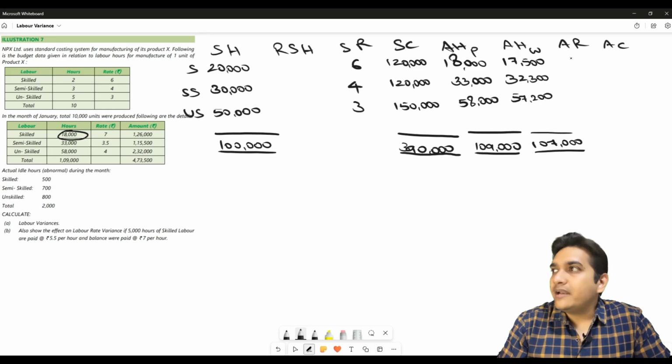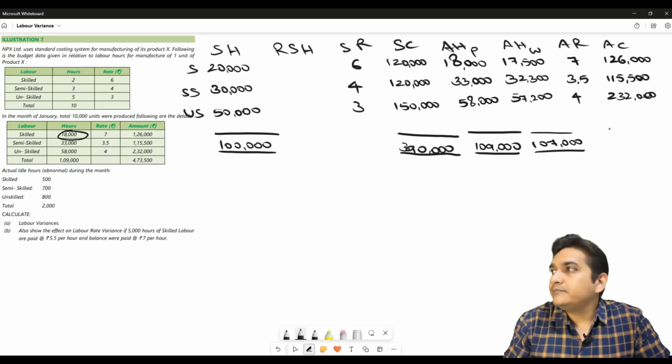So the actual rate they have provided in the question, it is 7, 3.5, and 4. Actual cost also provided in the question, 1,26,000, 1,15,000, and 2,32,000. So the total of this is 4,73,500.